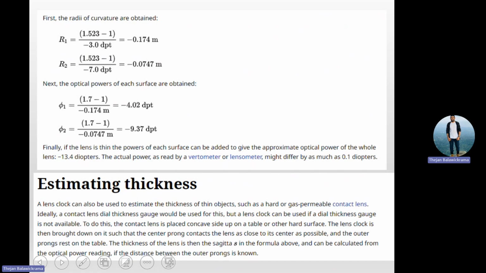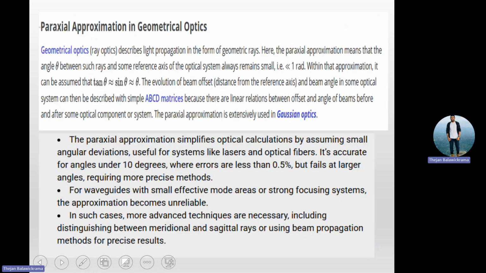Right? So, yes. And there's another thing called estimating the thickness, the extra stuff that I have given. And I wanted to talk about the paraxial approximation in geometrical optics. So, we have sin theta value equal to tan theta value.